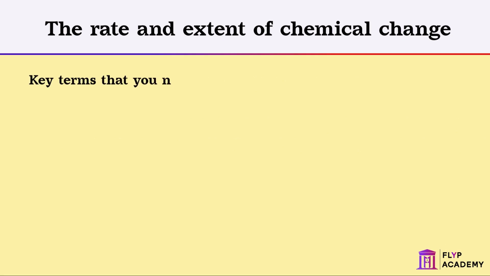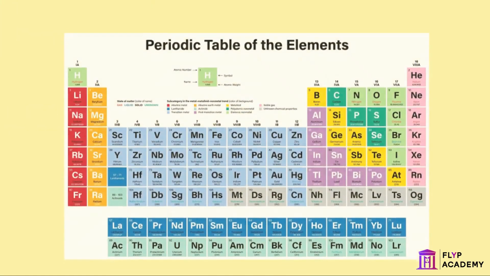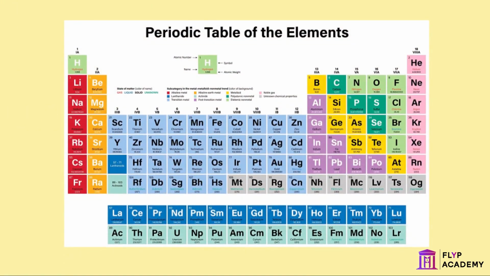The key terms that you need to be familiar with: rate of reactions, factors affecting the rate of reaction. In today's lesson, we will talk about the rate of chemical reactions and the factors that affect it.